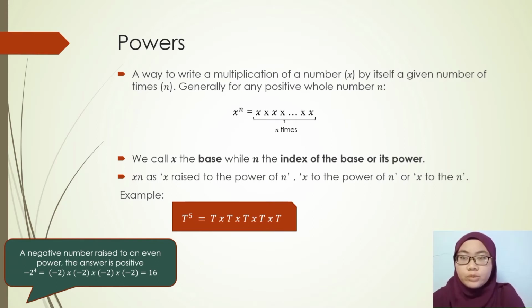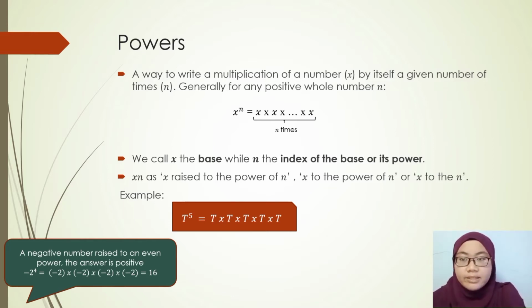Powers is a way to write a multiplication of a number x by itself a given number of times n. For example, 4 to the power of 2 equals 4 times 4, or 5 to the power of 3 equals 5 times 5 times 5. So generally, for any positive whole number n, x to the power of n is equal to x times x times x times x, n times.